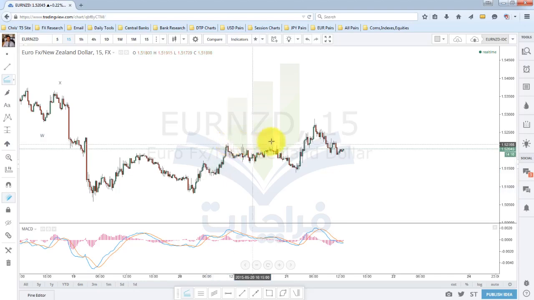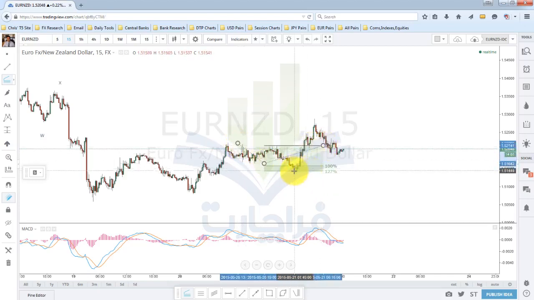Let's have a look at this one. Let's just see if this one measures up. From our low to our high. Equal legs 127.